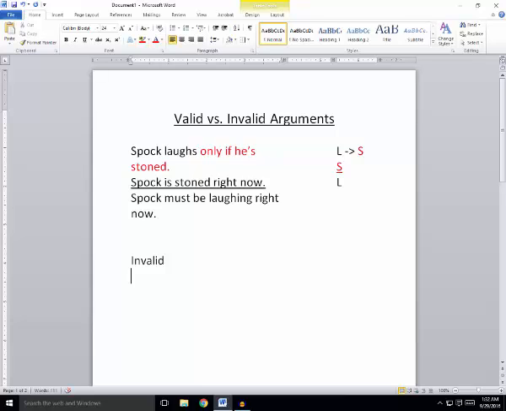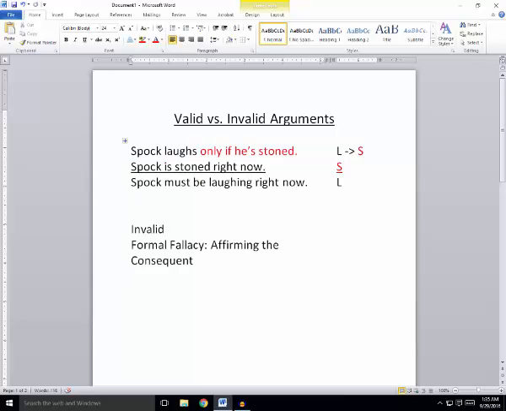So this is an invalid argument, and it's an example of a type of argument that's commonly mistaken for a valid argument. And so we have a name for this type of argument. We call it affirming the consequent. And it's what we call a formal fallacy. And maybe we'll talk later about what exactly we mean by formal fallacy here. Now let's look at another argument.